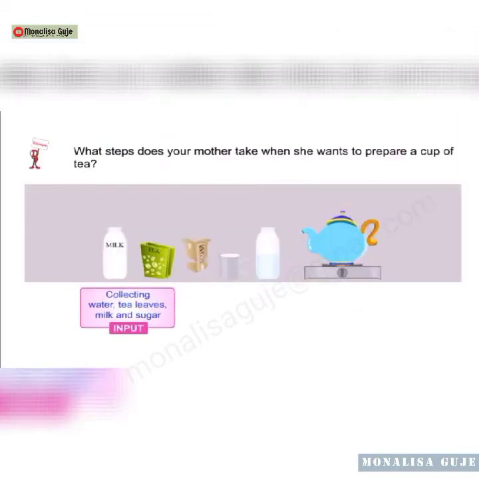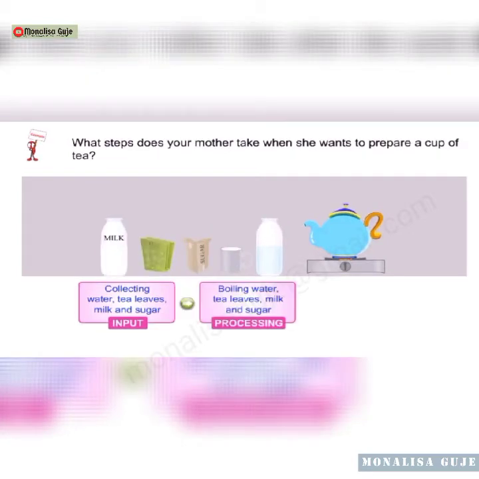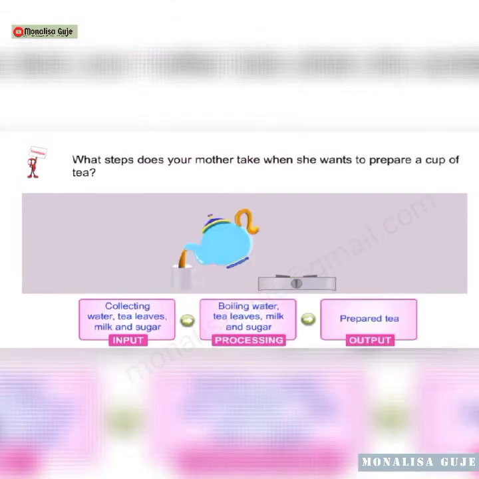What steps does your mother take when she wants to prepare a cup of tea? She'll collect water, tea leaves, milk and sugar. That is the input. Then boiling water, tea leaves, sugar and milk is processing, and the tea which is prepared will be the output. So this is the IPO cycle. And we have seen an example from our day-to-day life.